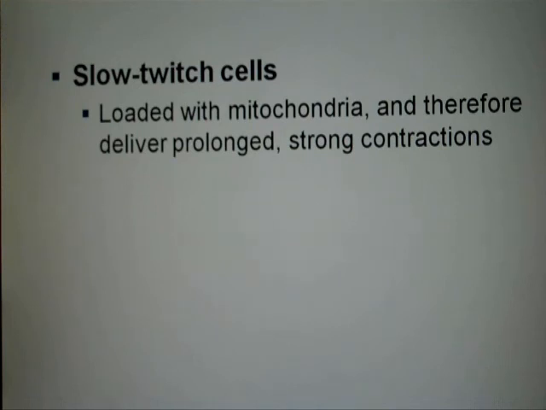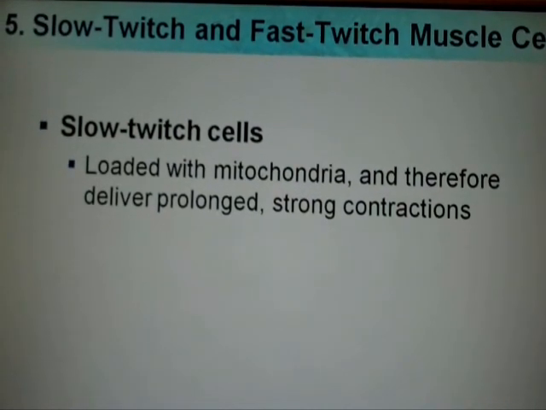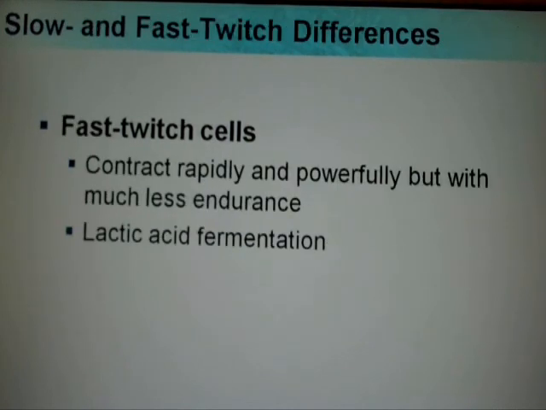So think of an endurance runner. An endurance runner would have lots of slow twitch muscle cells. Lots of mitochondria. They can keep contracting for a long time. Fast twitch muscle cells contract rapidly and powerfully, but without the endurance. These are going to rely mostly on lactic acid fermentation. So these are going to be for sprinters.